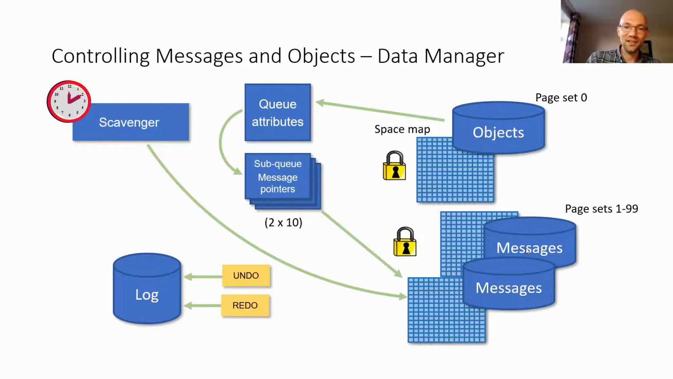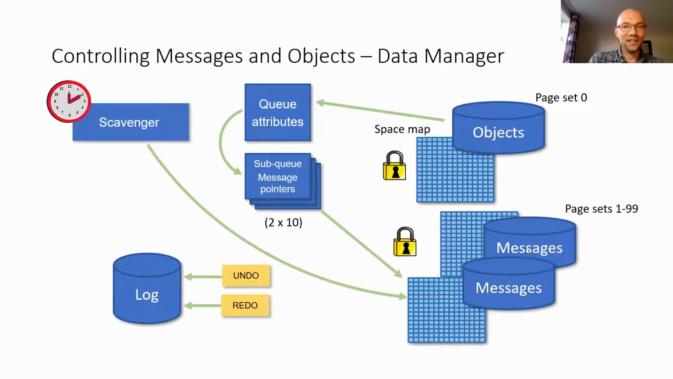So separating messages by priority makes it more efficient, essentially, to put messages with different priorities, and separating them by persistence also makes it more efficient, partly for the same reason, and also because non-persistent messages don't survive the queue manager restart. So when the queue manager is restarted, all the non-persistent messages in the page sets can be marked as deleted quite easily because they're on different sub-queues to all the persistent messages.